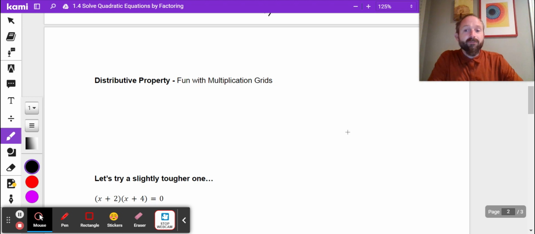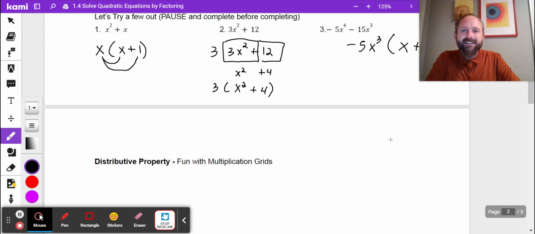All right. Fun with multiplication grids. Now, you can see that on one of them, I used a multiplication grid to figure it out. But let's show you them. I'm going to have to set it up. So what I could do is I could show you how this gets rewritten. I'm just going to write this out. So I have x squared, and I have a plus 4 right there.